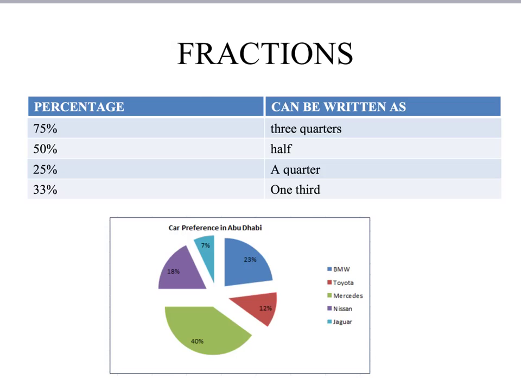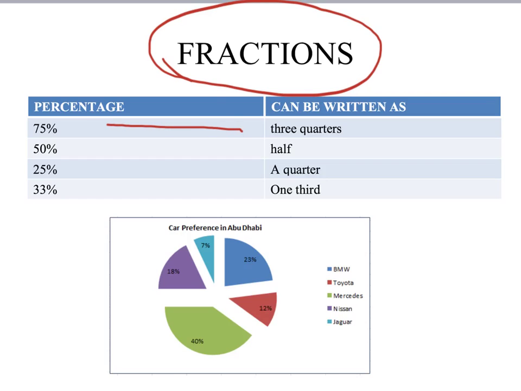Lastly, I'm going to look at fractions to talk about the pie. 75% can be written as 3/4, 50% as a half, 25% as a quarter, 33% as 1/3.